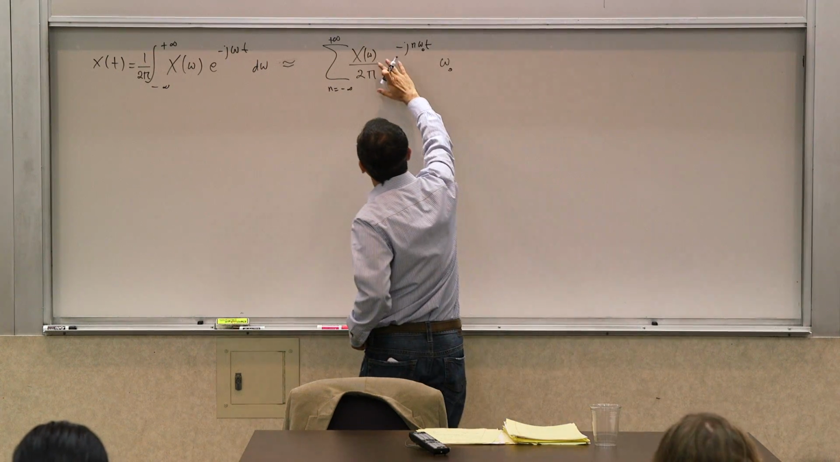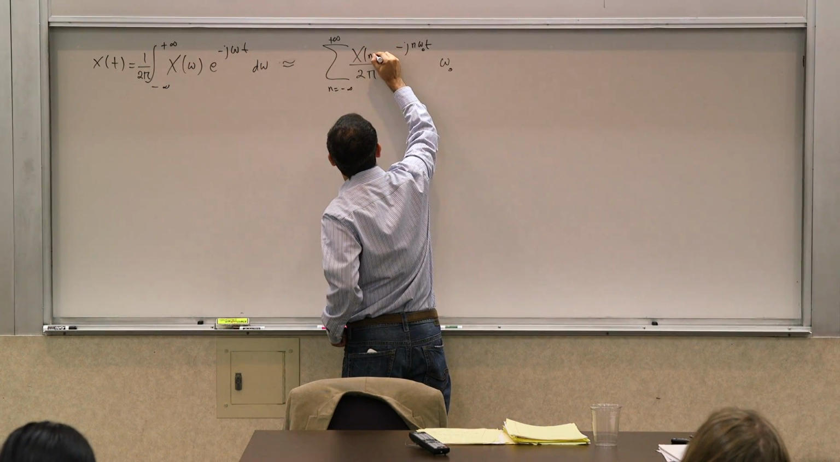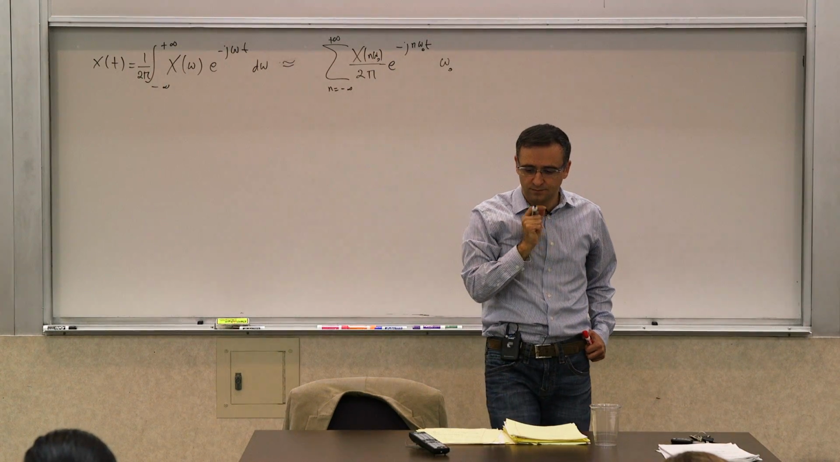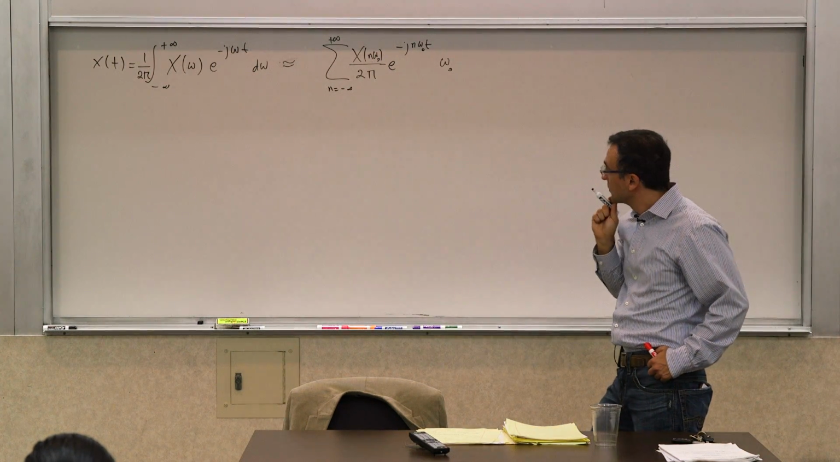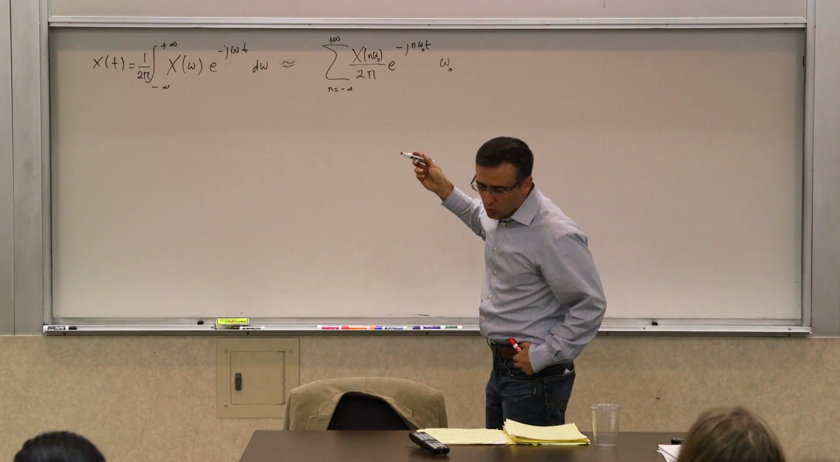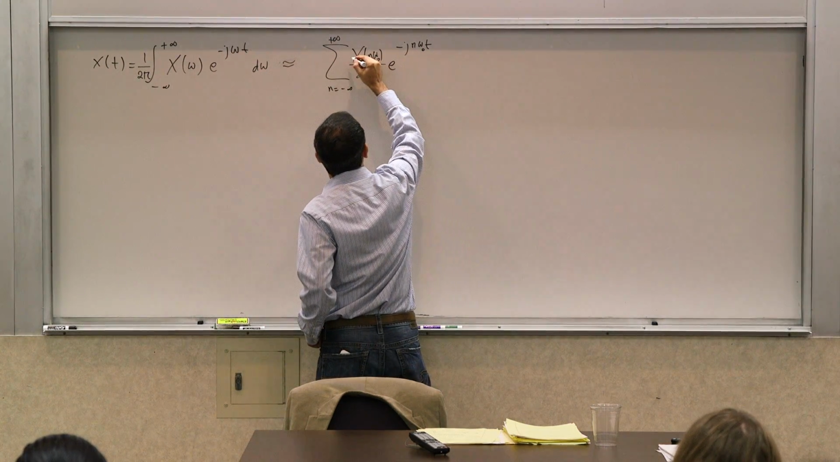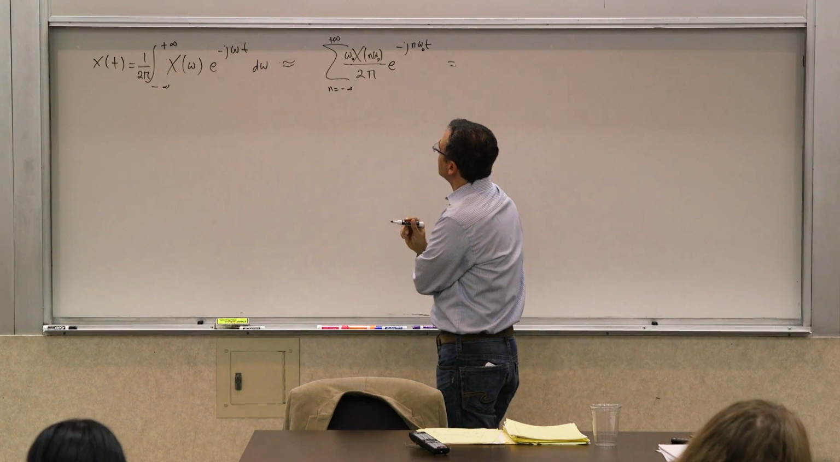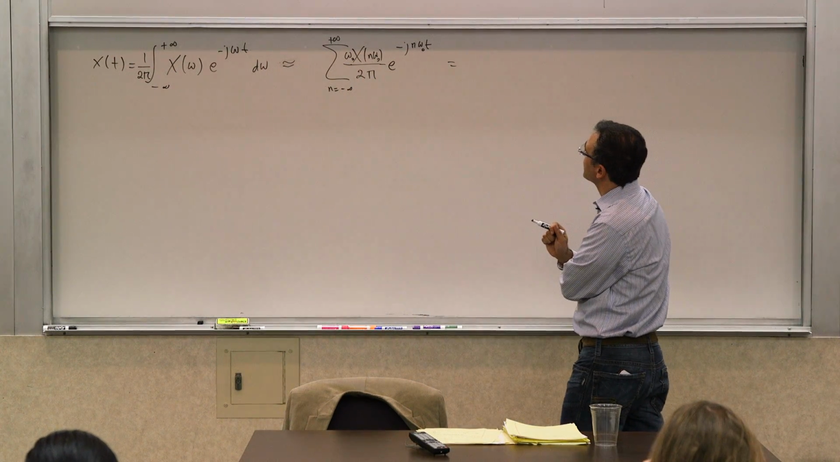Well, it's not x of omega really anymore because it's a sum. So it's x of n omega naught. I can actually absorb this omega naught and put it up front here. So what does this look like though now? This description of x of t.